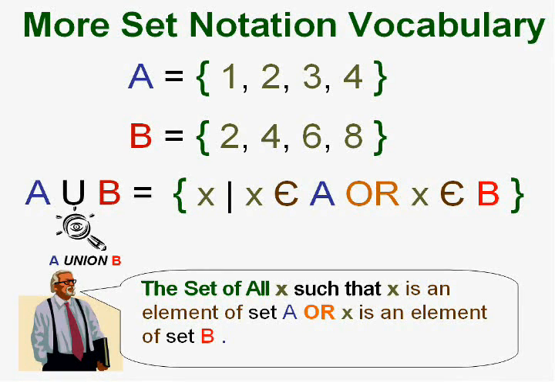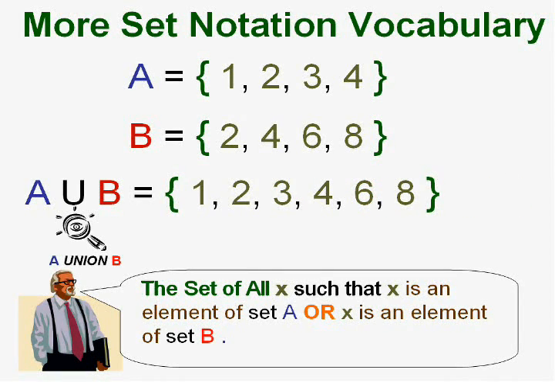So as long as you're in one or the other, you get into the union. Please notice, as long as you're in one or the other, you're in there: 1, 2, 3, 4, 6, 8. And notice that 2 and 4, even though they're in both, are not listed twice. We list everything once. So hopefully you'll see the difference between an intersection and a union. It's much easier to be in the union.